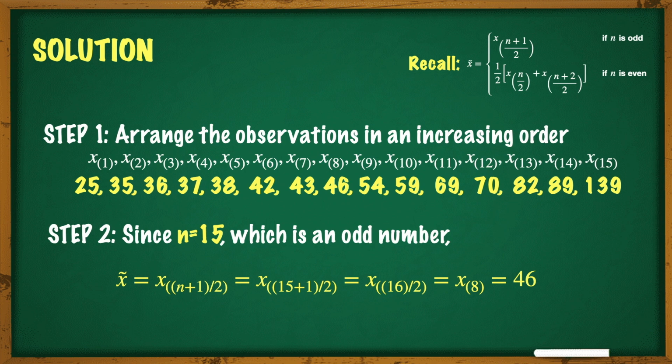139. Now, for the second step, since n is equal to 15, which is an odd number, we can directly find the median by looking at the middle value of the ordered observations of the CPU time, or by substituting n, which is equal to 15, to the formula. Then the median would be the eighth value of the data set, which is 46.